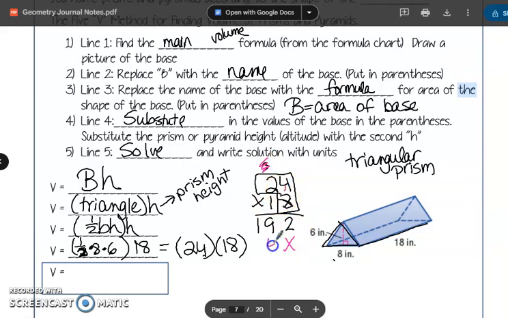1 times 4, 4. 1 times 2, 2. 2, 3, 4. So 432, and then our units are inches cubed. Okay?